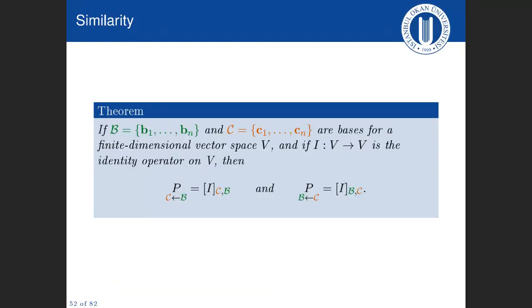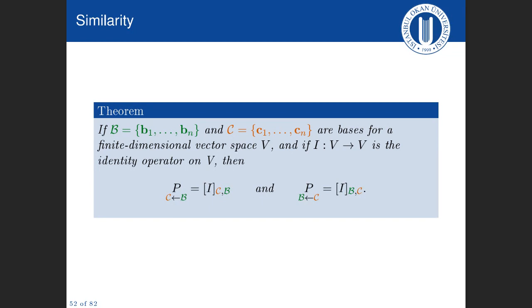Theorem. If B and C are bases for a finite dimensional vector space V, and if I is the identity operator on V, then P from B to C is the same as the matrix for I with respect to the bases B and C, and P from C to B is the matrix for I with respect to the bases C and B.